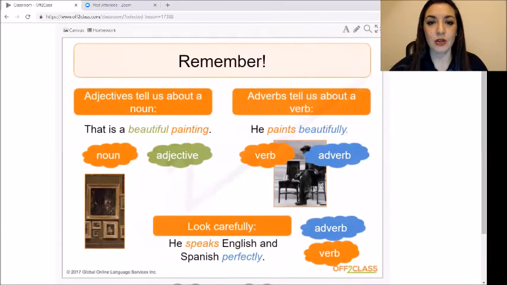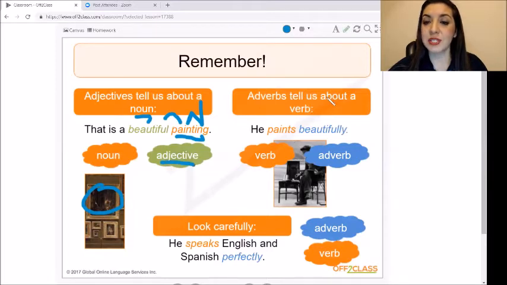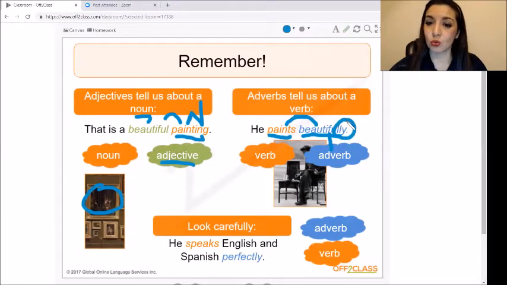Okay? So remember, adjectives tell us about a noun. That is a beautiful painting. This is the noun, the painting. A beautiful describes the painting. That's an adjective. Adverbs tell us about a verb. So he paints. How does he paint? Beautifully. Now it's an adverb because it's describing how he paints. And then again, the LY rule.